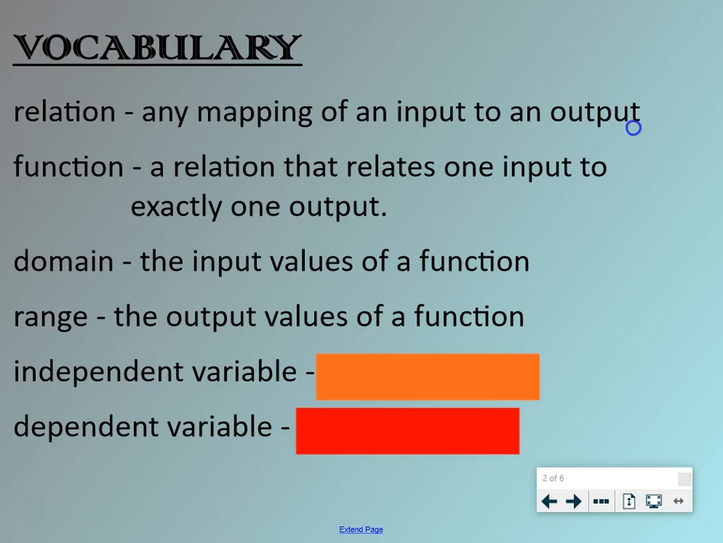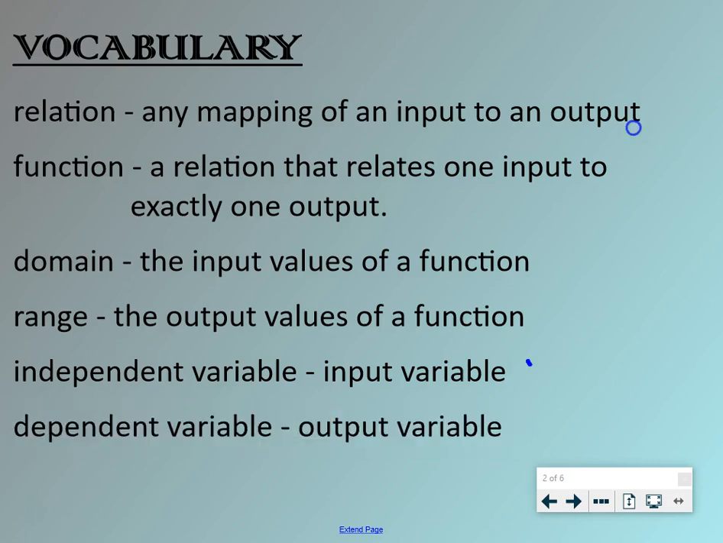The independent variable is your input variable, and your dependent variable is your output variable. Usually input is x and output is y.